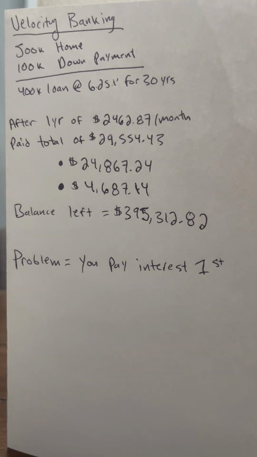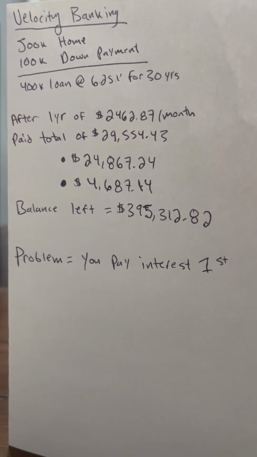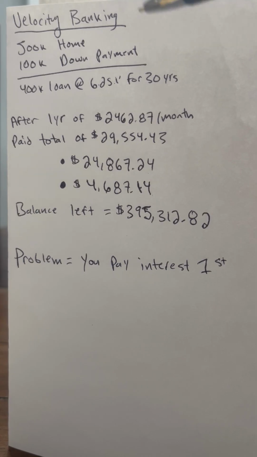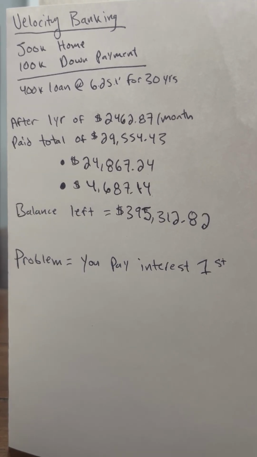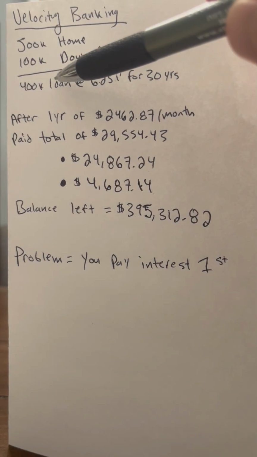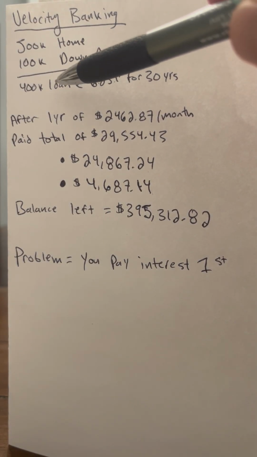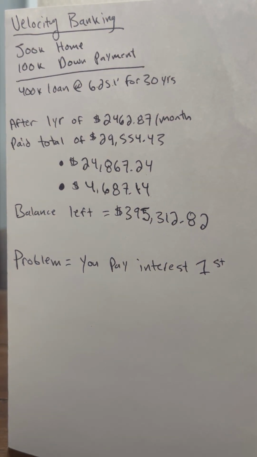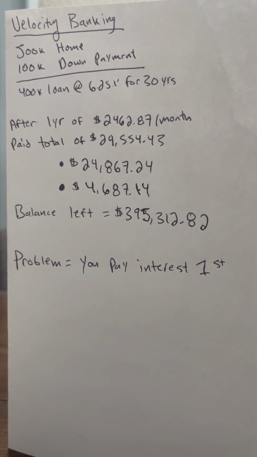There is a better way to do this called velocity banking. Velocity banking, in a nutshell, is taking out a HELOC and using that HELOC money to pay down your principal first. And then after you pay down your principal, you pay down the interest. So you're doing it in reverse.